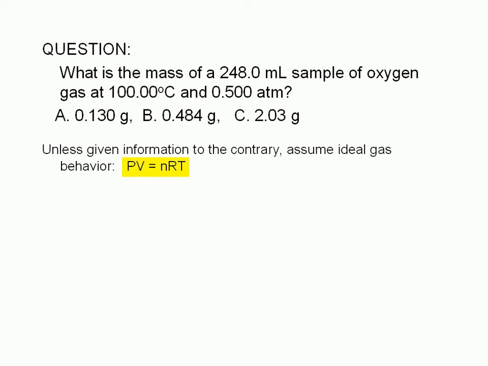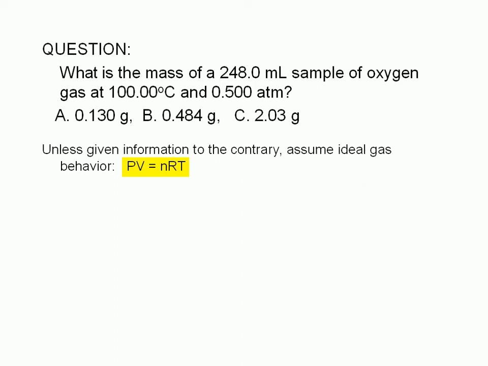In this equation, n is the number of moles of gas particles in the sample. P is the pressure of the gas sample. V is the volume of the gas sample. T is the absolute temperature of the gas sample. When we say absolute temperature, we mean the temperature in Kelvin.